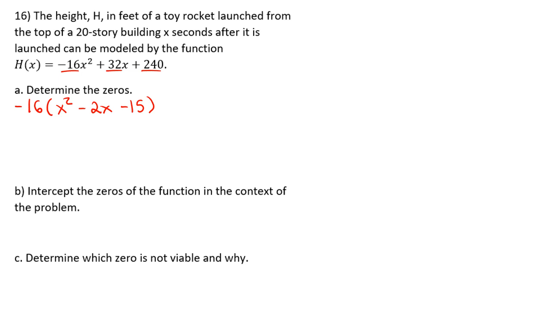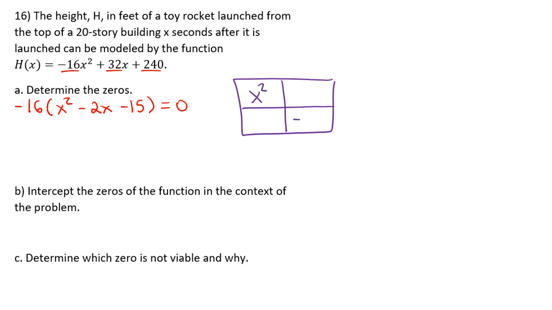Now remember, I'm trying to determine the zeros, those x-intercepts, which means my equation should equal 0. Now I'm just going to continue with the solving. I'm going to go ahead and do the factoring method. So I'm going to make my box. I'm going to put the x squared in the top left, the -15 on the bottom right, the -2x out here off to the corner, and then x squared times -15 is -15x squared. Once again, I need to find two numbers that are going to multiply to be -15x squared, and those same numbers are going to combine to be -2x.